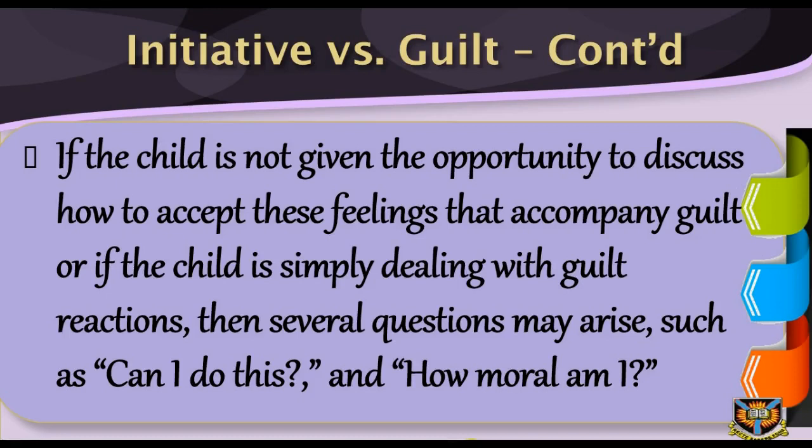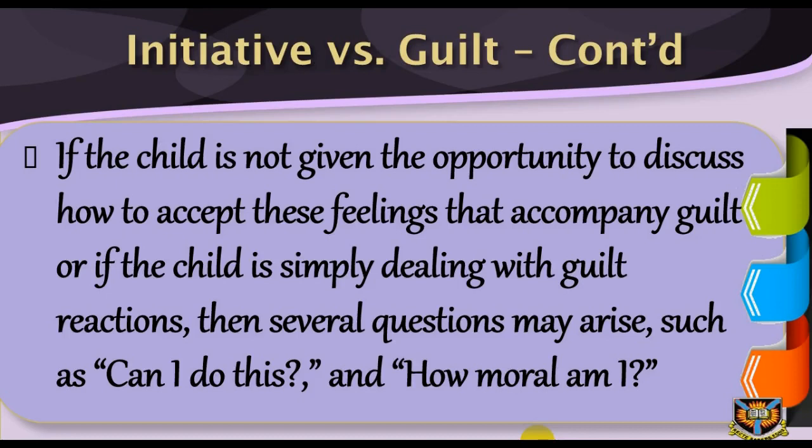If the child is not given the opportunity to discuss how to accept these feelings that accompany guilt, or if the child is simply dealing with guilt reactions, then several questions may arise, such as, "Can I do this?" and "How moral am I?" Consistent with these ideas, the Mohonasen Central School District Board of Education, 2005, suggests letting children take on small tasks and gradually increase in difficulty as they grow older. This may include helping prepare small meals, setting a table, or letting them choose their own clothing for the day, all of which builds confidence and assists in developing simple math skills (e.g., counting and sorting).